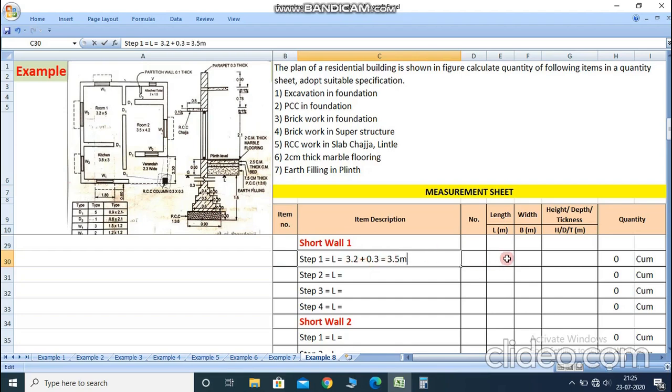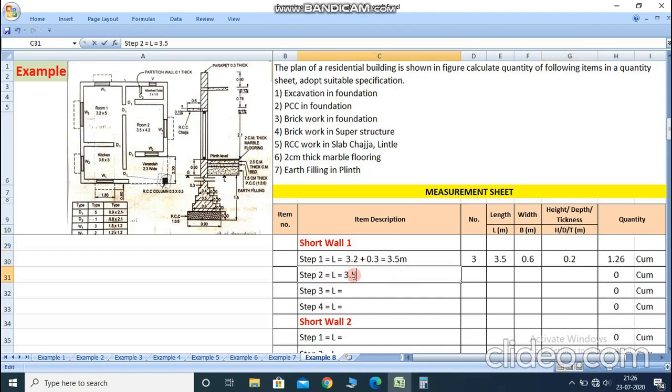Its answer. So here the number of walls is 3, length is 3.5, width is 0.6 because we calculated step 1. So right here 0.6, and height or thickness is given as 0.2. Clear?